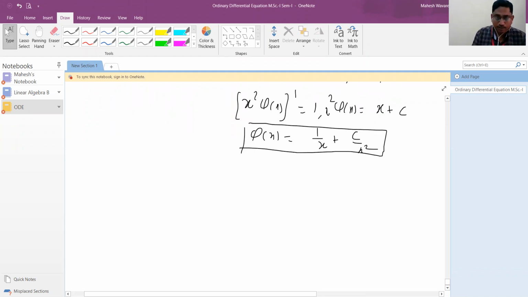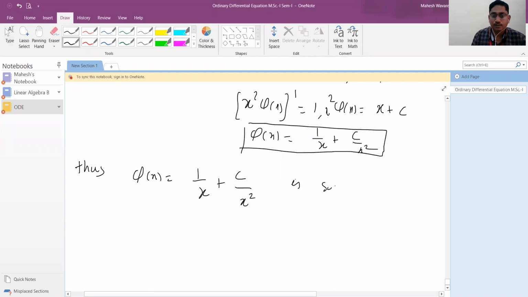So you get the solution as, thus, the general solution: y means phi of x is 1 upon x plus constant of integration c upon x square, which is the solution of x square y dash plus 2xy is equal to 1, where c is any constant of integration.